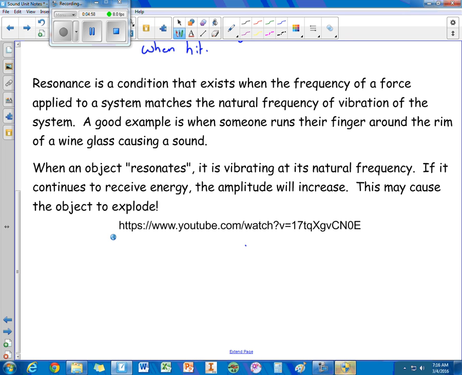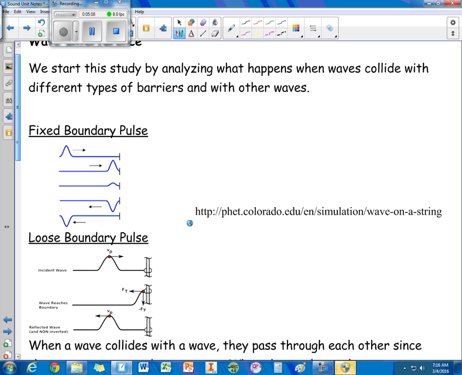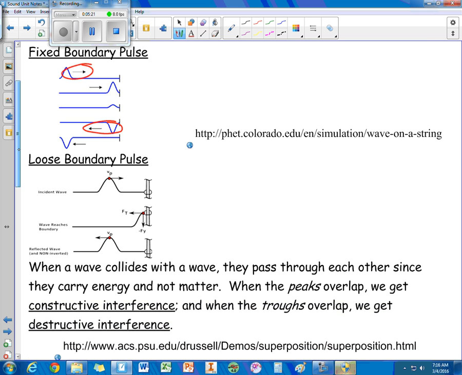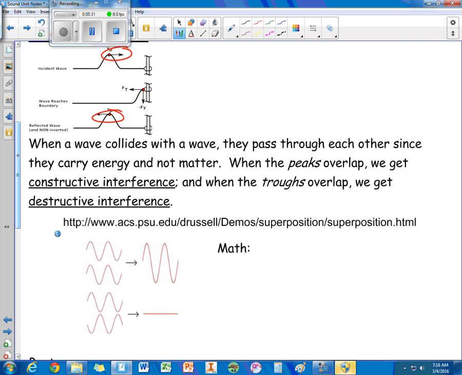All right. Now for some review. We've talked about this before, wave interference. Remember that when a wave hits a fixed boundary, it will reflect and invert the amplitude. And if the wave hits a loose boundary, it will reflect without inverting. When waves collide, they pass through each other. They carry energy, not matter.